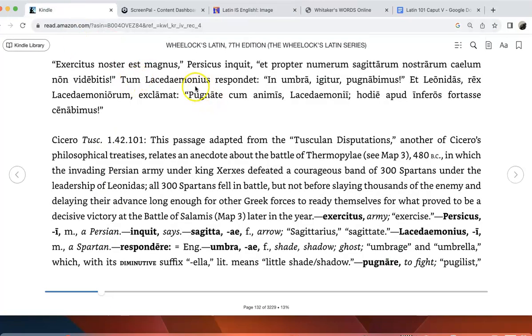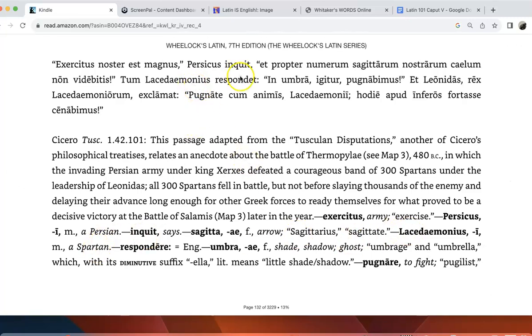Then Lacedaemonius, who is the leader, a Spartan, responds, in umbras igitur pugnabimus, which means, therefore, we will fight to the death. So umbras literally means to the shades, but in this case, it means fight to the death and to Hades, right? So literally into the shade, therefore we will fight, but we will fight to the death. In other words, we are not surrendering.